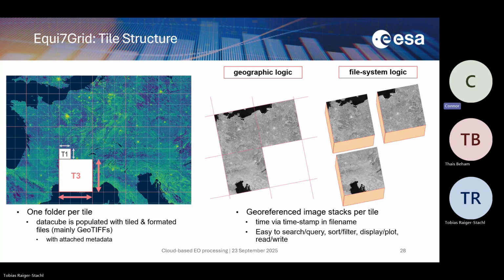And this is just a little overview of the logic of the Equi7 grid. But if you want to know more, we can dig in more later, or you can find the reference code on GitHub. Yeah, so next one.